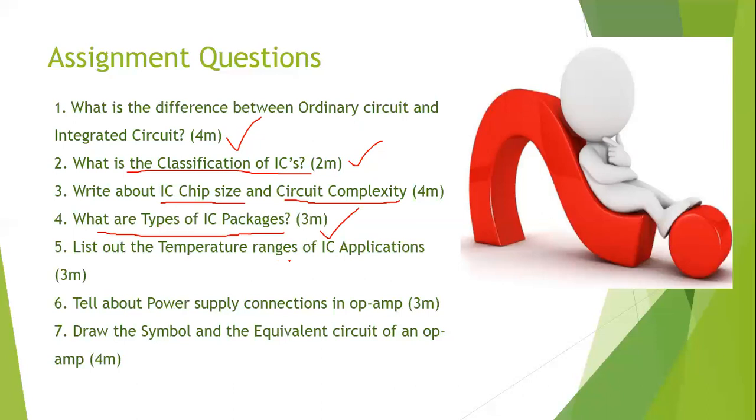Next, list out temperature ranges of IC applications. This is a direct question. If you just mention 3 different applications like military, industrial, and commercial purpose, along with temperature ranges, it is sufficient. They will give 3 marks for this question.